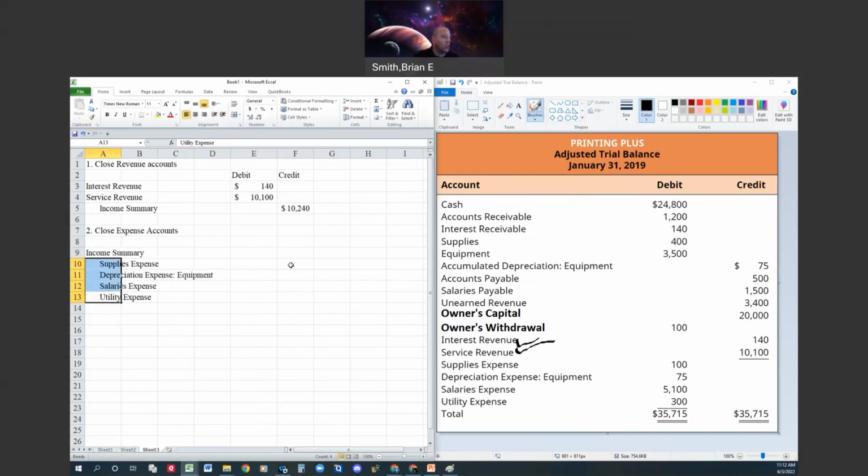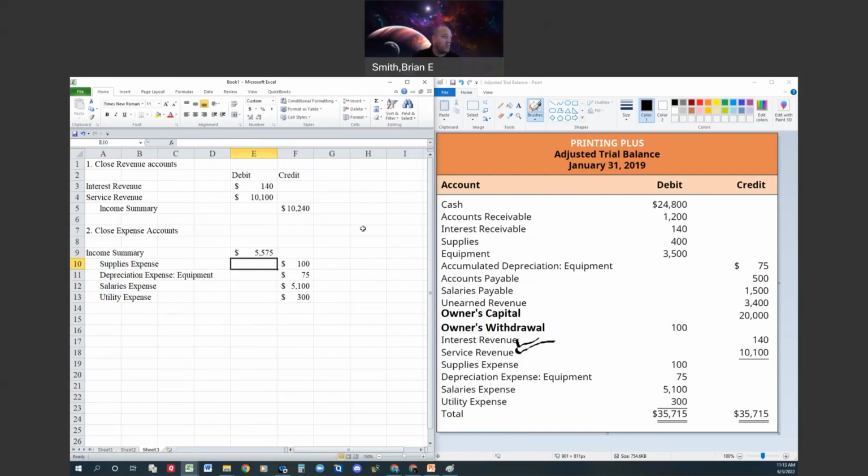All right. So we're going to close them with a credit because their normal balance is a debit. And we're going to credit them the same amount that's in their balance. So right now, supplies expense was at 100. So we're going to credit that for 100. Depreciation expense was 75 debit. We're going to credit that. And so on down the line. And then we're going to close these to the income summary for the amount that they all total.